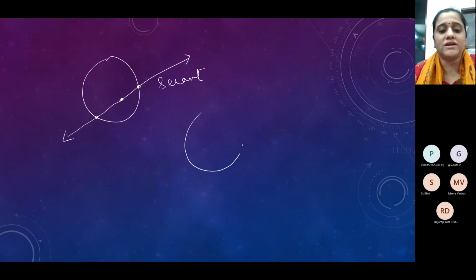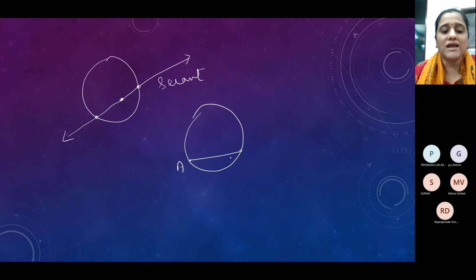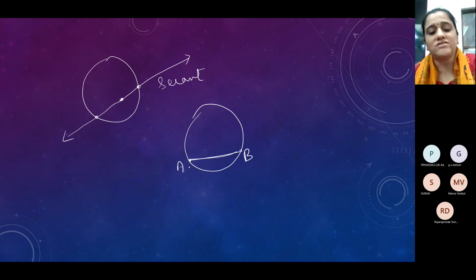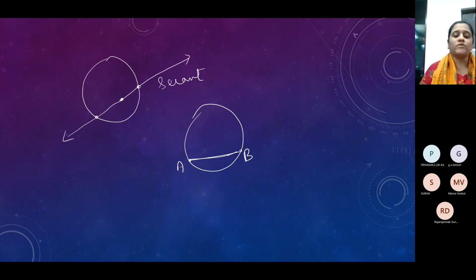What is the difference between a chord and a secant? A chord is a line segment which has its endpoints on the circle. A and B are the endpoints of the chord on the circle. Now this line AB is a secant.